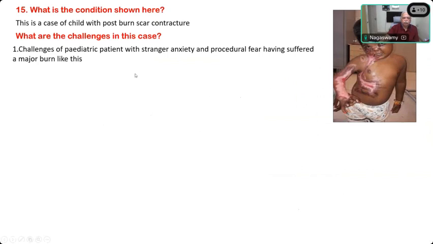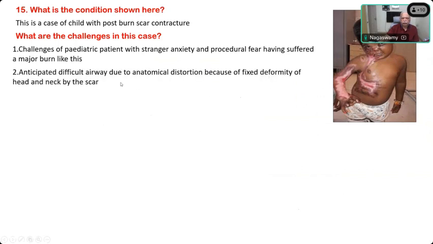So challenges of a pediatric patient with stranger anxiety and procedural fear also, because this child would have been treated with dressings and other things. So the child may have a psychological fear of what the doctor is going to do. They may not be very cooperative. They may cry at the very look of the doctor. So procedural fear and stranger anxiety both will be there, and anticipated difficult airway due to anatomical distortion, fixed deformity of the head and neck by the scar, and intraoperative difficulty in monitoring the blood loss and hypothermia.